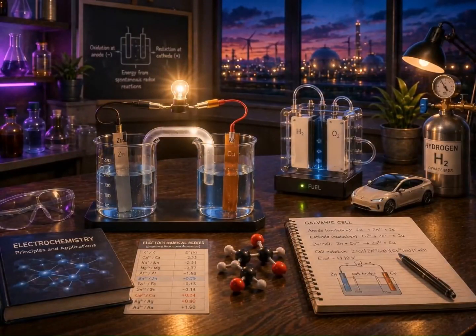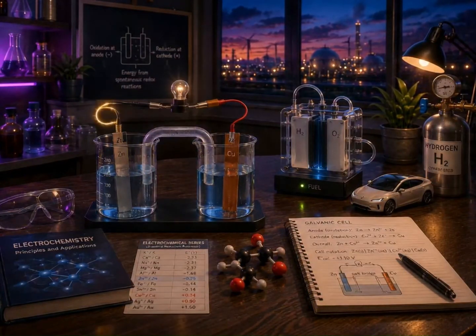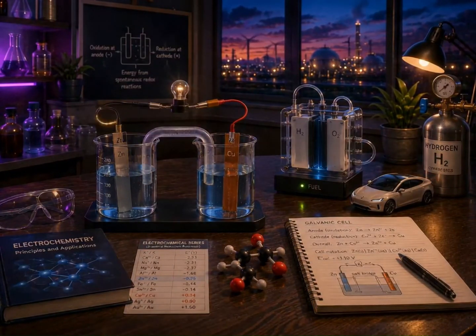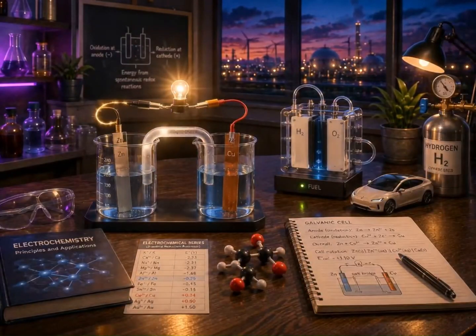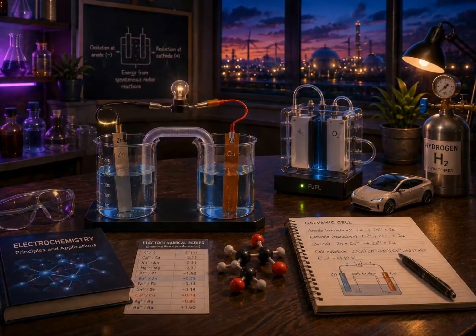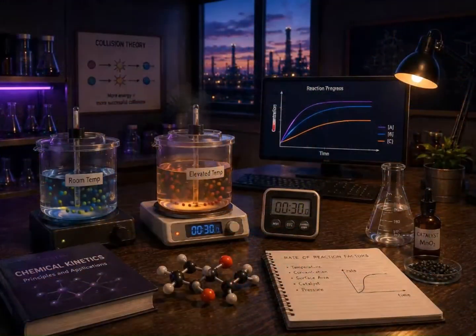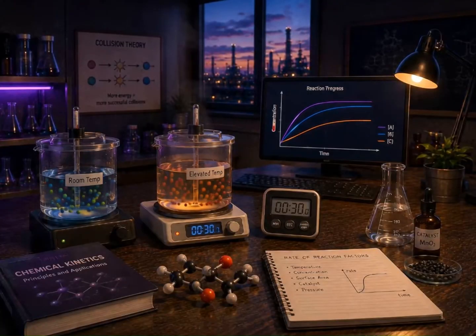Now let's think about pressure. Pressure affects reactions involving gases. When the pressure of a gas mixture increases, the gas particles are forced into a smaller volume. They are closer together. They collide more frequently. So for gaseous reactions, increasing pressure can increase reaction rate because the frequency of successful collisions per unit time increases. This is very similar to the concentration explanation, but it applies to gases.